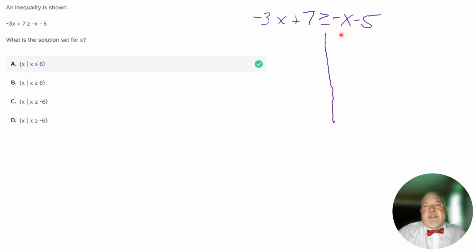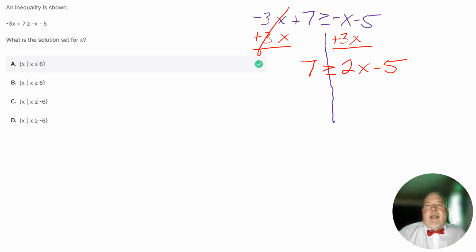I typically teach my students to do whichever one gives you a positive x value. So in this case, I'm going to add 3x to both sides, but you will still get the correct answer if you do it the other way. So let's look at that. I'm going to add 3x on the left side to get rid of this, and I'm going to add 3x to this side. And so negative 3x plus 3x is 0. So I still have the 7 over here, greater than or equal to. Again, there's a 1 in front of this x that's not written. So negative 1 plus 3x is 2x. And then I still have the minus 5.